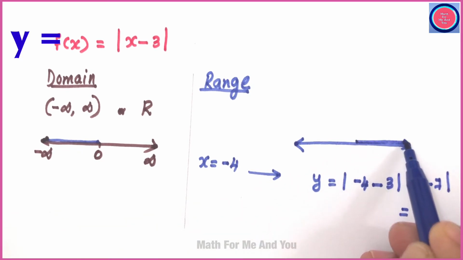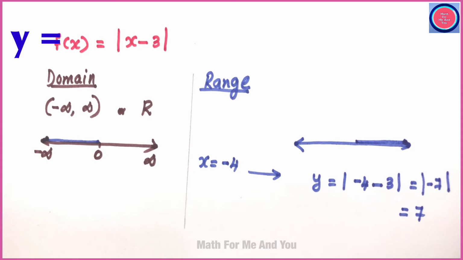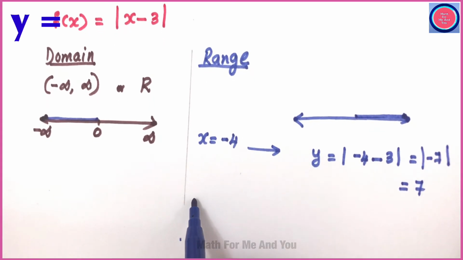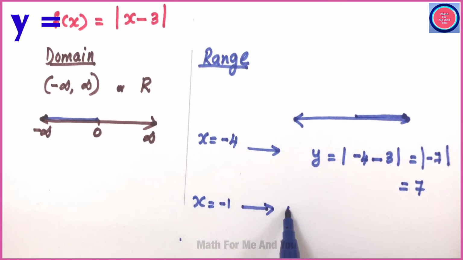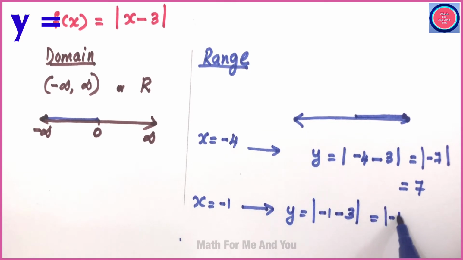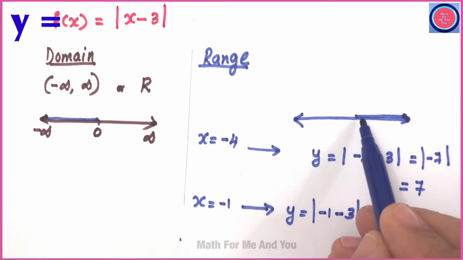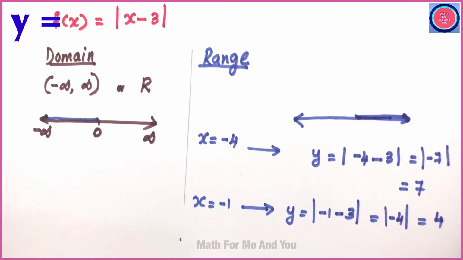Let me color the positive side of y, because when I selected a negative number for x, I'm getting a positive answer for y. If you want, you can try one more negative number. That means x equals minus 1 I have selected. That time y equals absolute value of minus 1 minus 3, which is equal to absolute value of minus 4. The answer is 4, which is also a positive number. See, I have selected again a negative number, but the answer I am getting is positive.